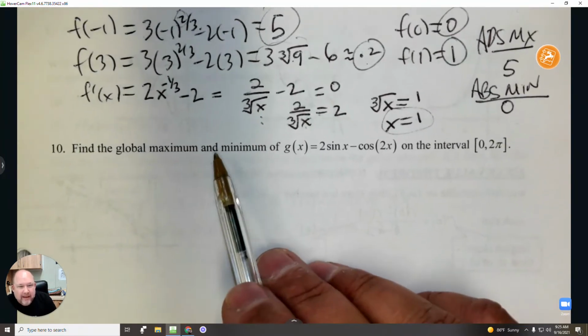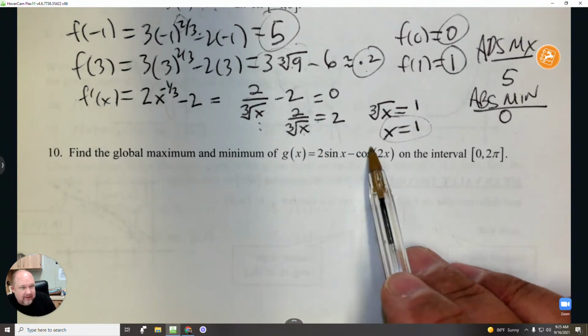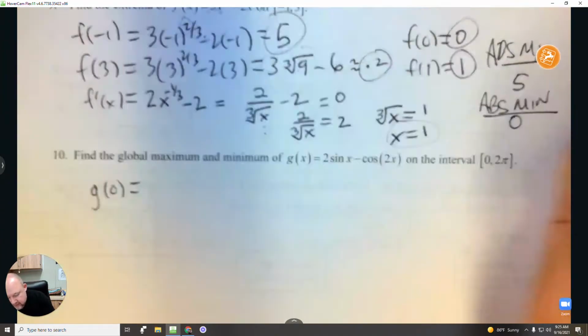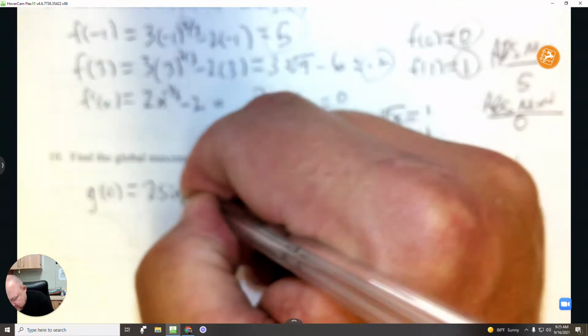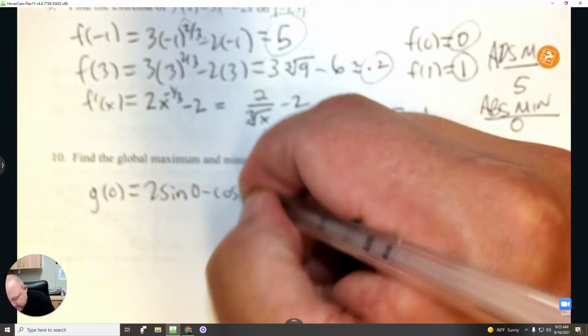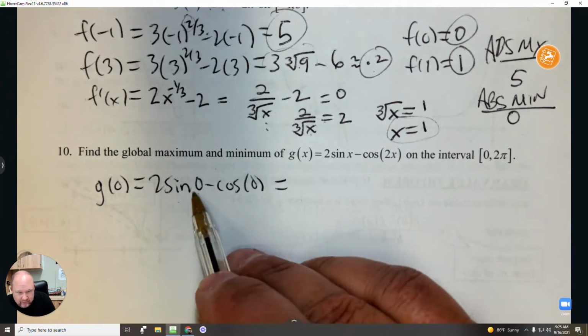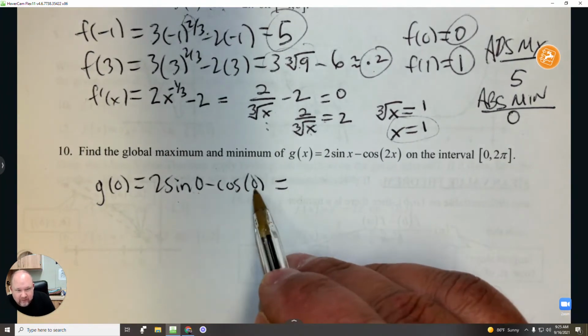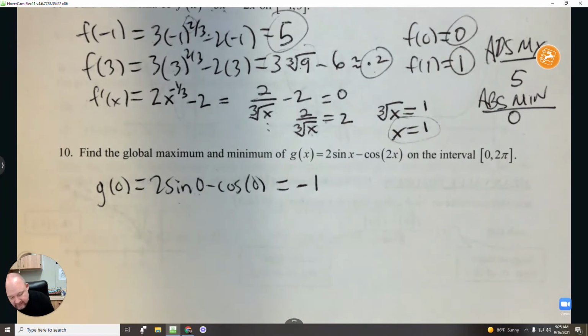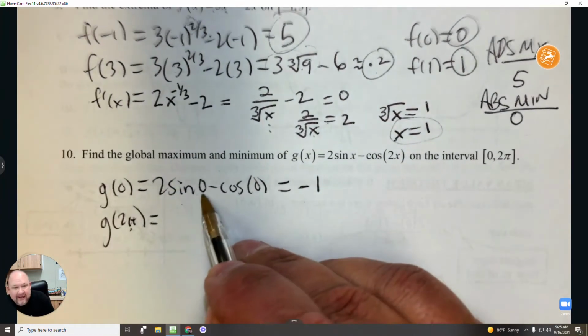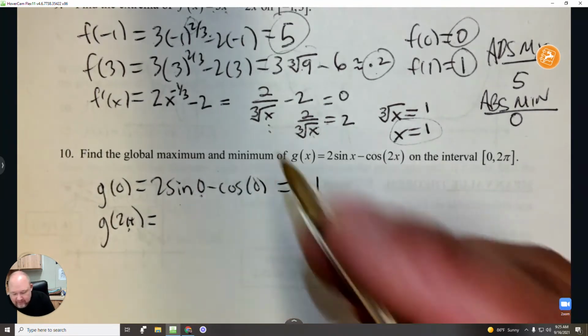Find the global maximum and minimum of this, I like trigonometry, from 0 to 2 pi. So first we plug in 0. The value of sine at 0 is 0. The cosine at 0 is 1, so this is -1. If I plug in 2 pi, I get the same answer because 2 pi and 0 are at the same point on the unit circle.